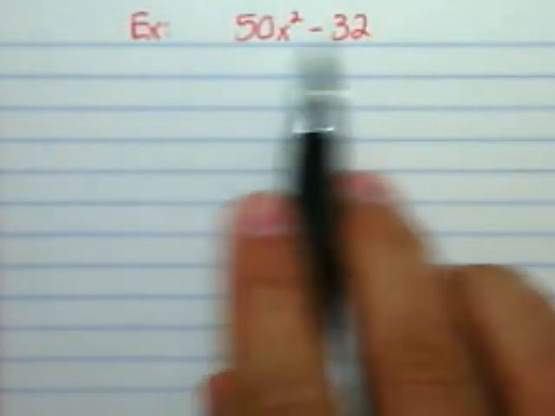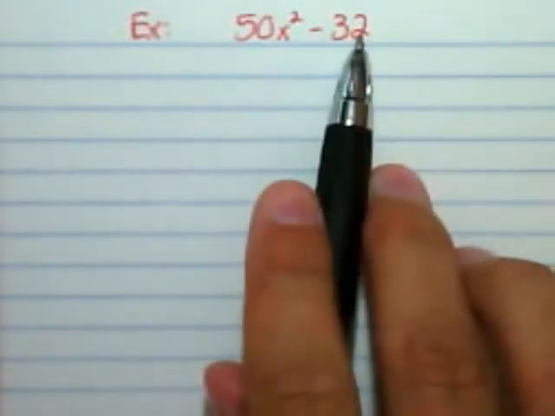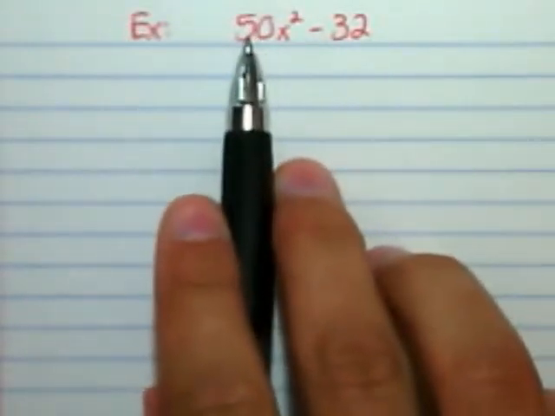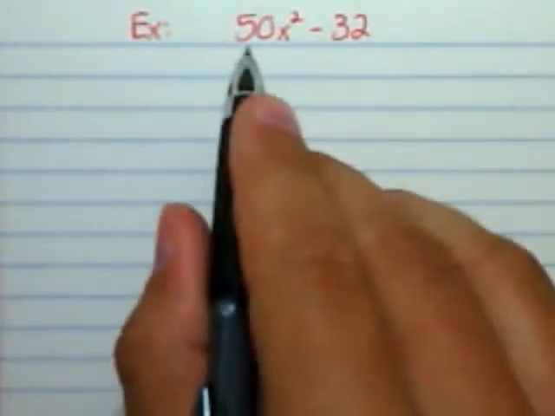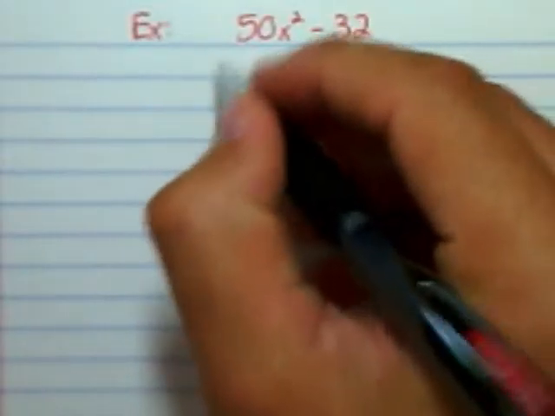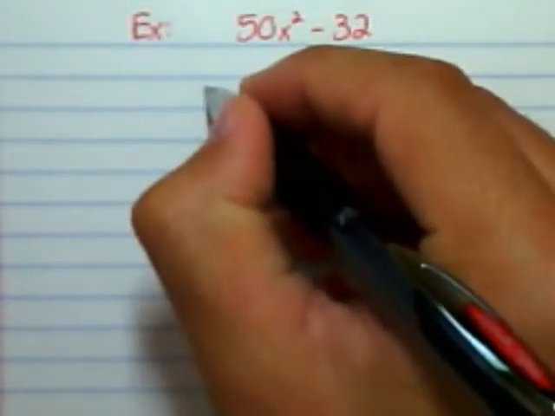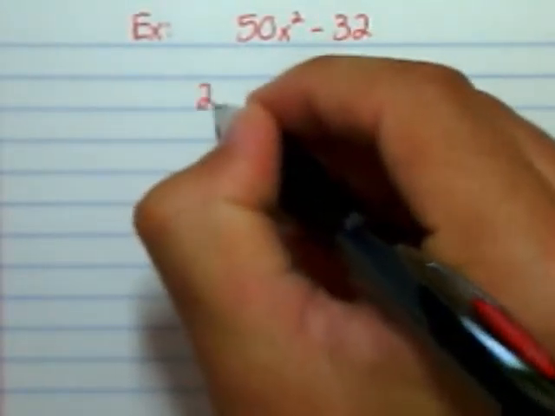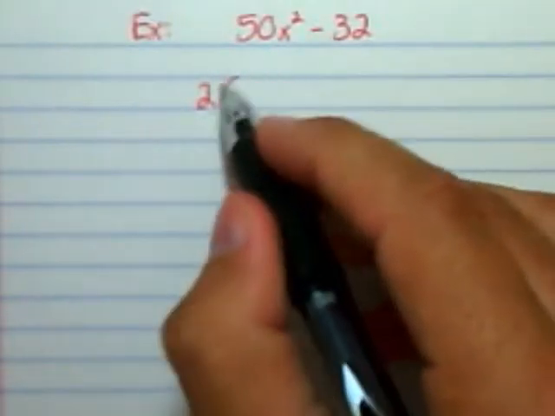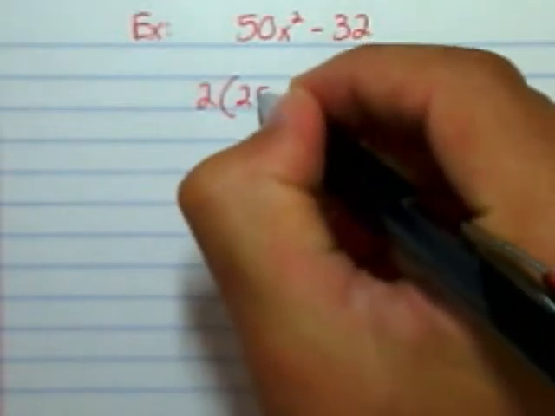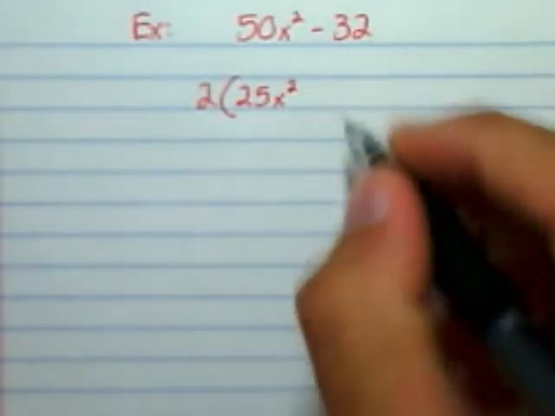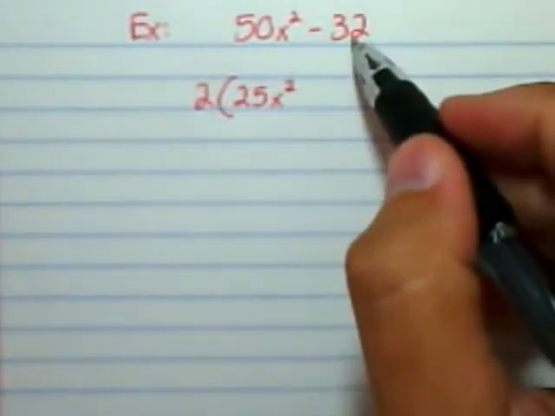We have a possible GCF, 50 and 32. What goes into both 50 and 32? Well, I'm going to let you know that 2 goes into both of those because they're even numbers. So I'm going to pull out a factor of 2. And 2 times what gives us 50? 25. And then x squared stays the same. 2 times what gives us 32?